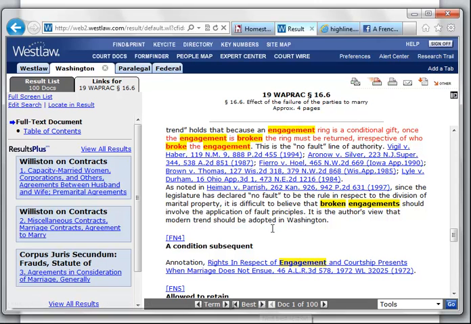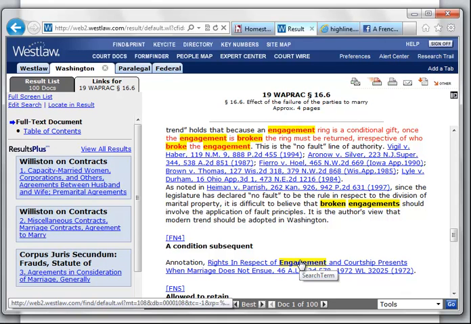Okay, engagement ring is a conditional gift. Once the engagement is broken, the ring must be returned irrespective of who broke the engagement. So I see the WA-Practice is telling me that there's different approaches, and it actually cites the ALR down below here. So this seems to be what I needed.